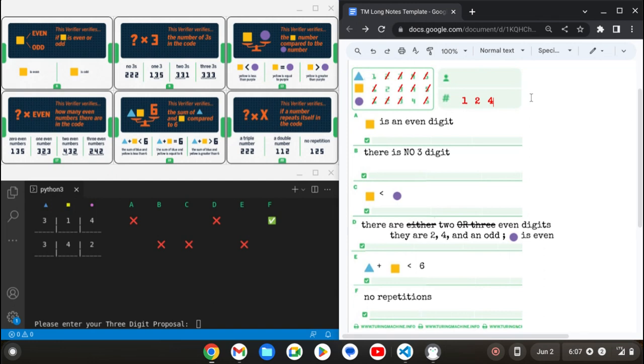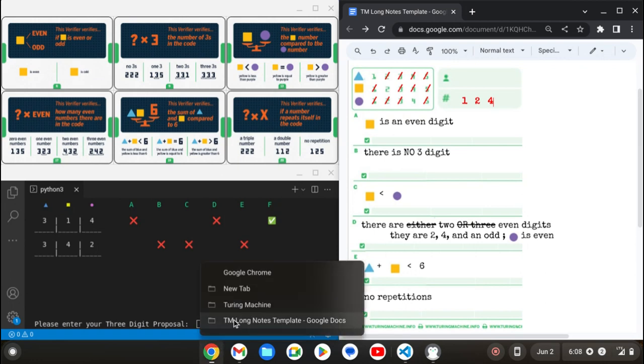Okay, so based on the notes, yes, the middle digit is even. There is no 3. The middle is less than the third digit. Yeah, 2 is less than 4. In our deduction and conclusions, we have to have a 2, 4 and an odd. Circle is also even. There is no 3, and since the sum has to be less than 6, obviously it's not 5, it must be a 1, and they are unique. Okay, so it looks like we've got a winning solution, but let's go ahead and verify.